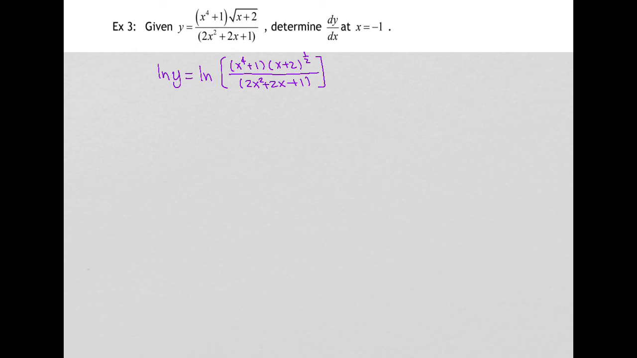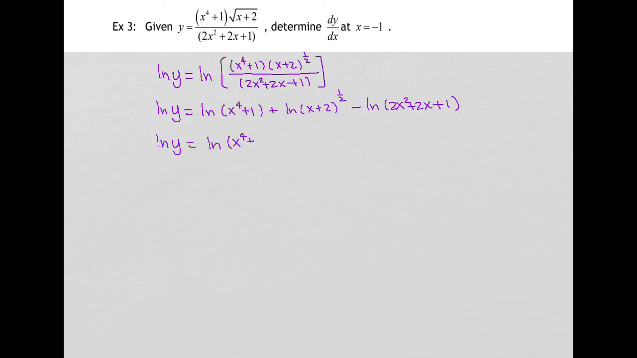And using property of log, I know when you are multiplying means you are adding 2 log together. And when you are dividing means you subtract the log. Next, let's simplify further by moving the exponent down in front of the ln. And now we are ready to differentiate.